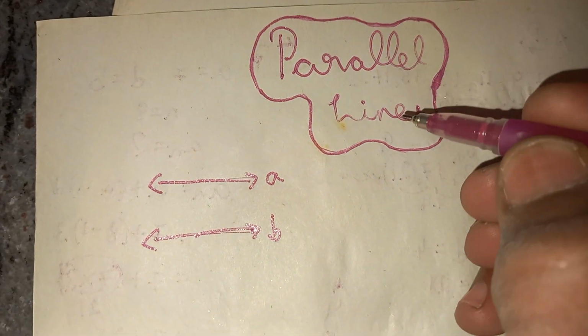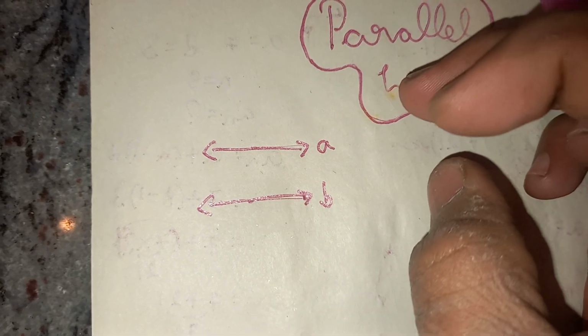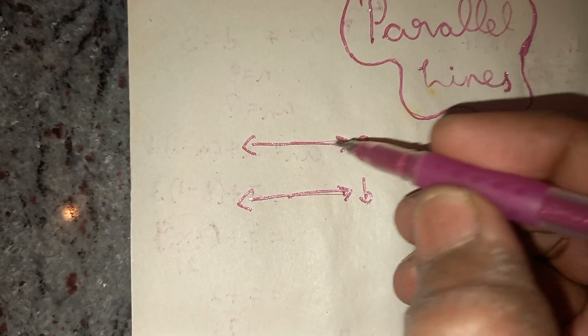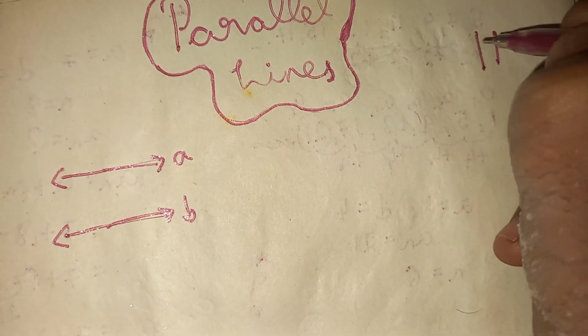Dude, now I'm going to tell you about parallel lines. If two lines are never going to meet each other even after traveling miles and miles of distance, they are known as parallel lines. They won't meet each other, like a railway track. You can find parallel lines like that.